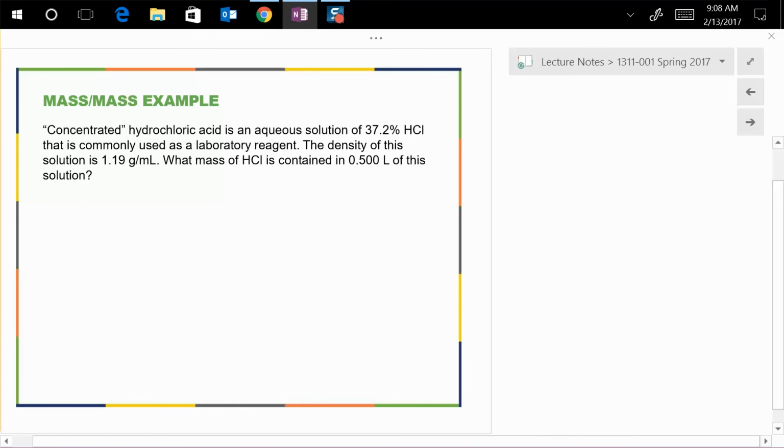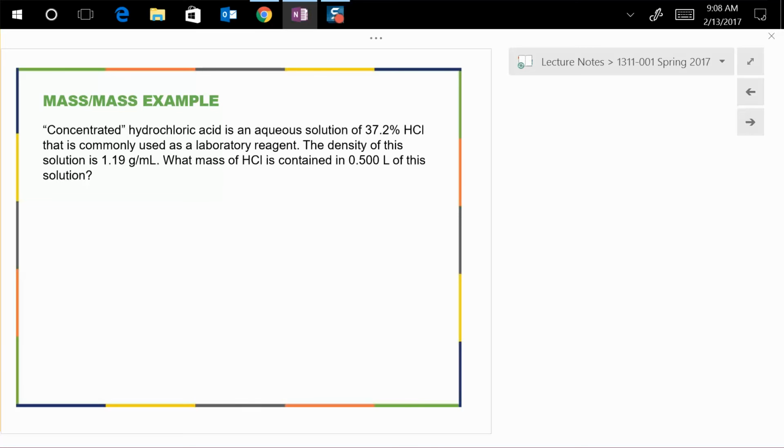Okay, so concentrated hydrochloric acid is an aqueous solution of 37.2% HCl. The density of the solution is 1.19 grams per milliliter. What mass of hydrochloric acid is contained in 5 liters of this solution?